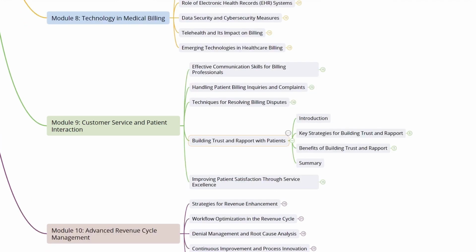Next, building trust and rapport with patients. Trust is foundational. Demonstrating professionalism, transparency, and genuine concern fosters a positive relationship, which encourages timely payments and patient loyalty. Techniques include clear communication, consistent follow-up, and demonstrating respect.